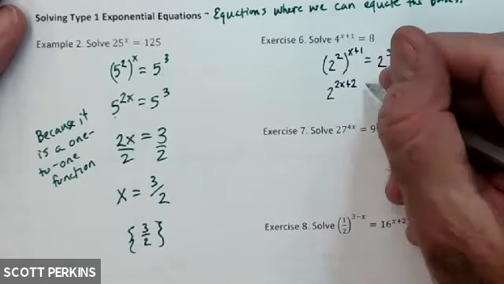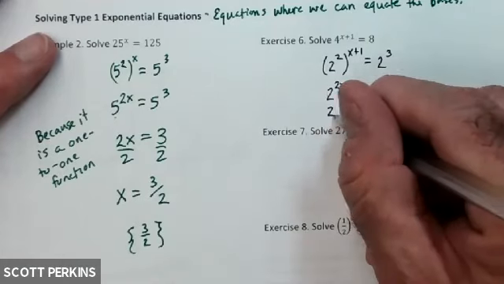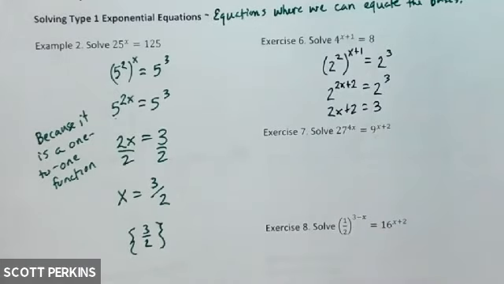Is equal to 2 to the 3rd. And now here's the key step. It's an exponential equation. The exponential function is 1 to 1. So what I can do is, if these two y values are the same, that means those exponents have to be the same. So I can just reduce this to 2x plus 2 equals 3.